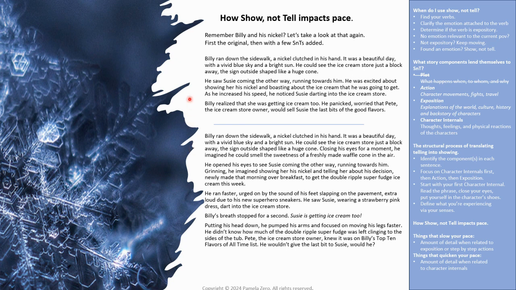Let's get back to the second sentence. He saw Susie coming the other way, running towards him. He was excited about showing her his nickel and boasting about the ice cream that he was going to get. Now this is one of the key moments. He was excited. This is one of the key places that someone's going to give you the feedback: show, not tell. Okay? Every time you say he was happy, he was sad, he was excited, she was joyful, this is just prime location for show, not tell.